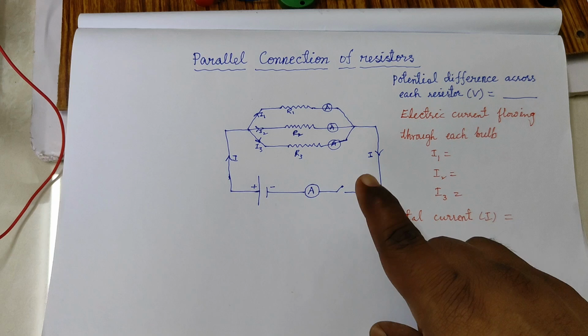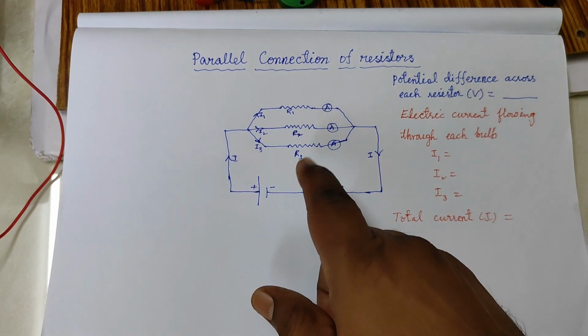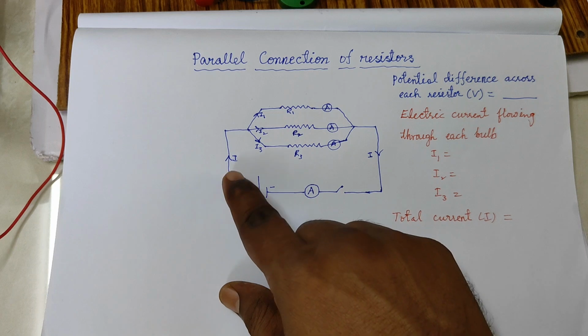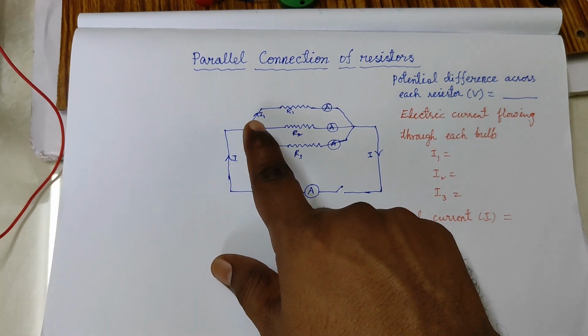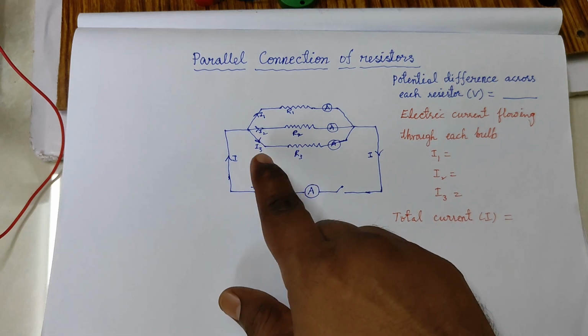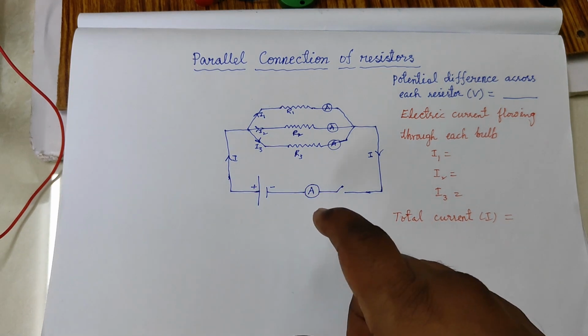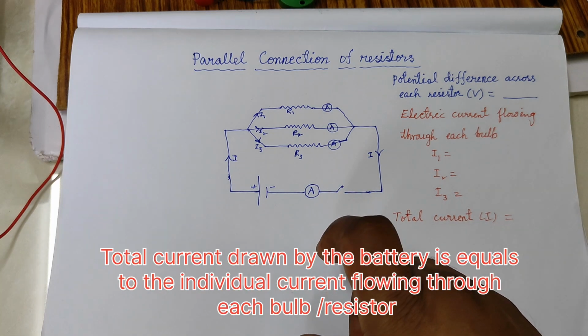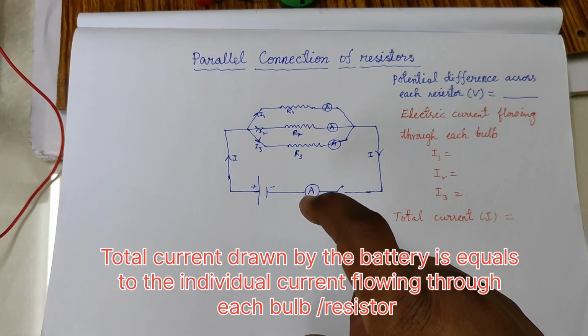In the parallel connection of resistors, current divides at each resistor. See here, there are three paths for the flow of current. This is the first one, second one, third path. So current divides at each resistor and the voltage remains constant in the parallel connection of resistors. Wherever you connect the voltmeter, the voltage remains constant here.